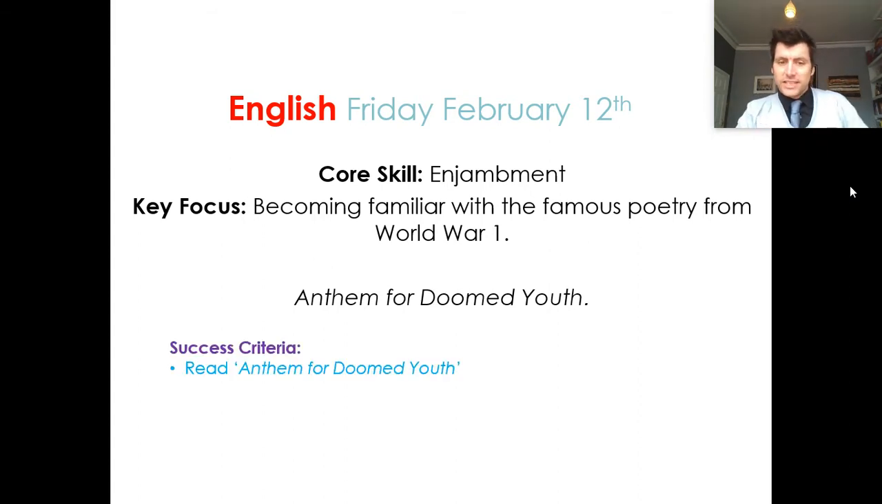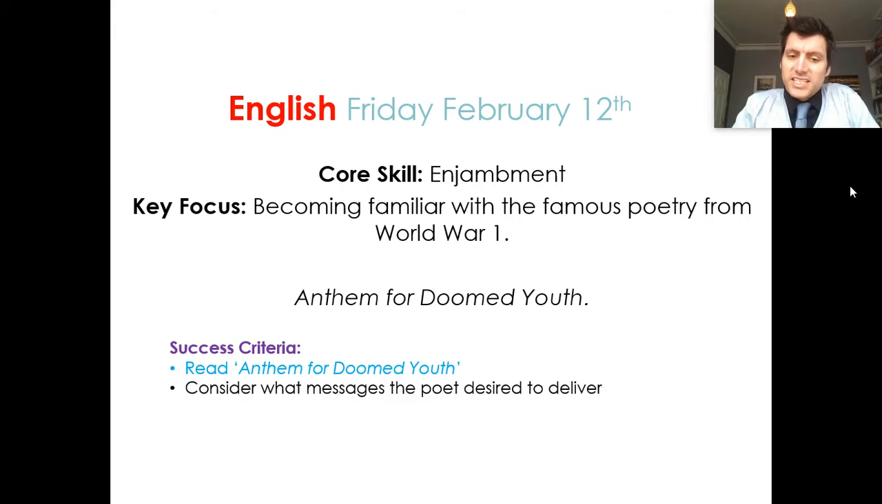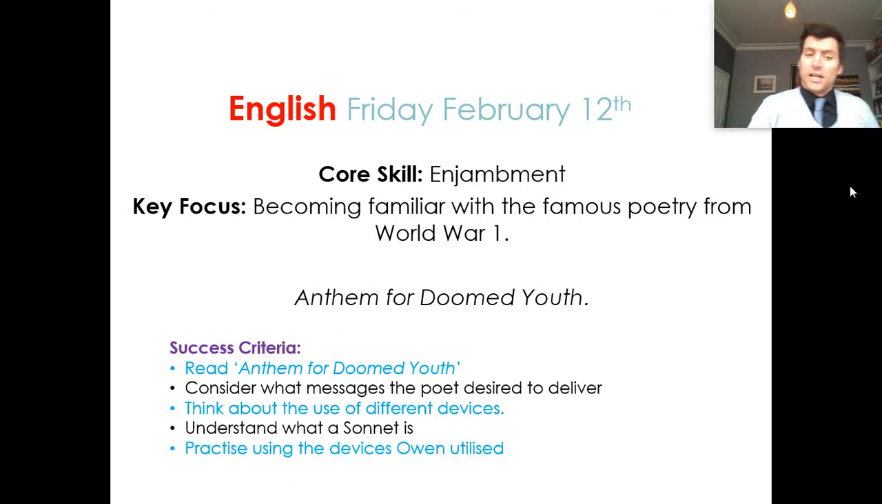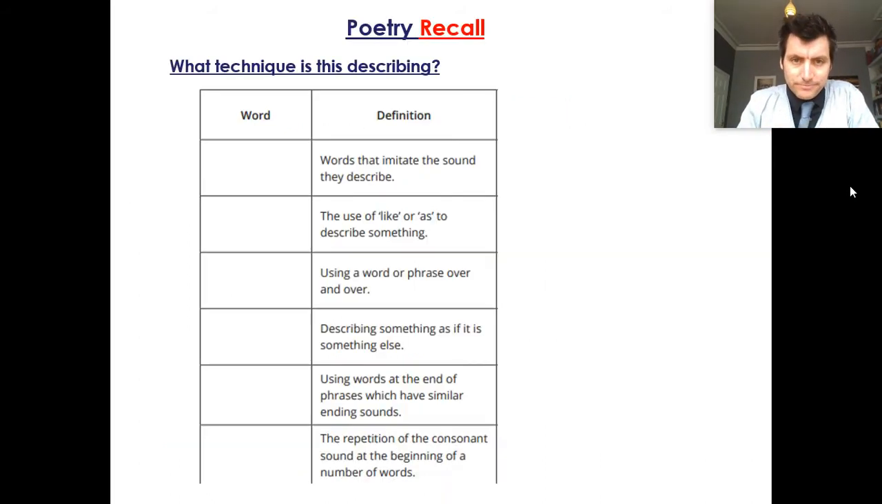To be successful in today's lesson, we'll need to read that poem, Anthem for Doomed Youth. We'll need to consider what messages Wilfred Owen wanted to convey, to deliver. We need to think about the way he used different devices, and we'll need to understand what a sonnet is, and then practice the devices he used. A sonnet is a type of poem, and the devices are the things within different types of poem.